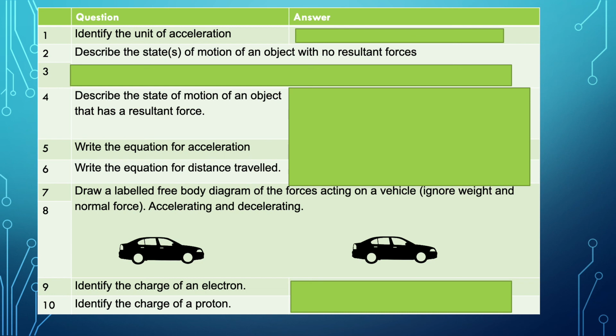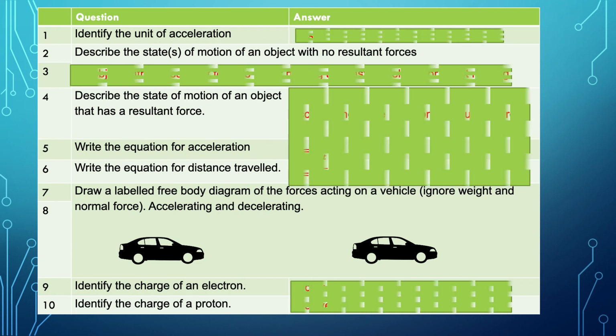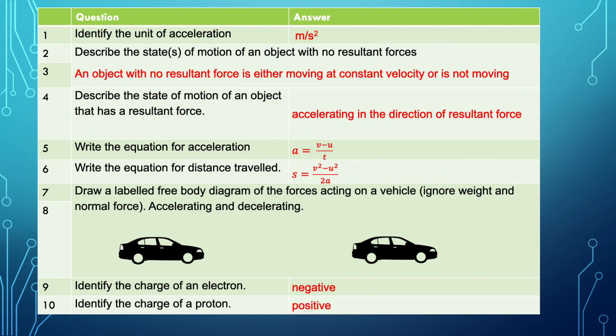Well done, and here are your answers for your 10 questions. There you go, and here's your forces for number 8. So if you want to go ahead and pause the video to copy those down, you can go ahead and do that. But well done for getting it through Forces 2 Part 1.